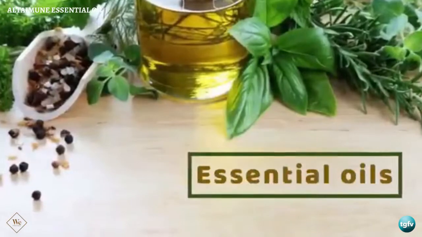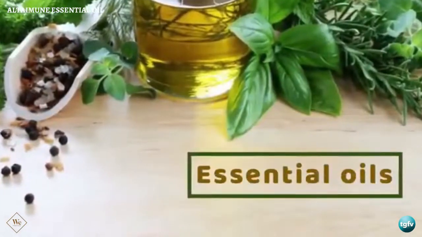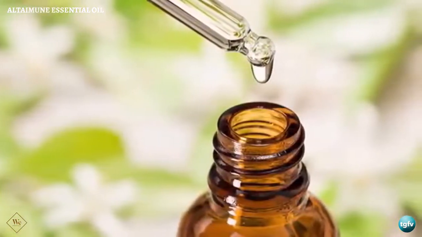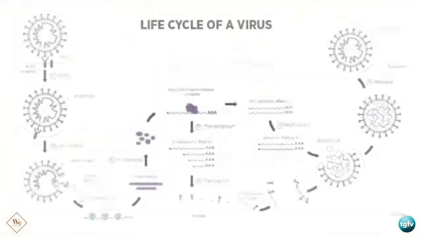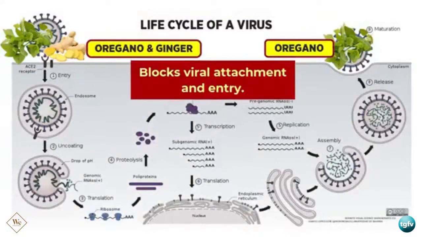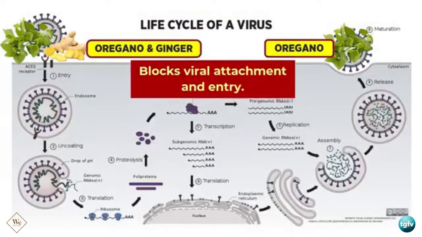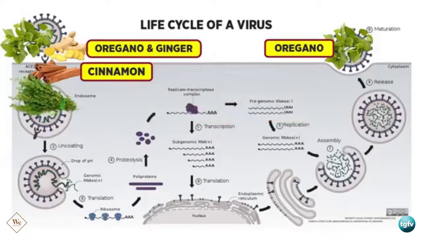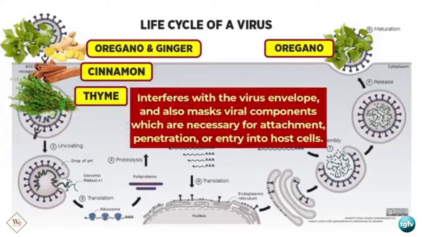Several studies have shown that the constituents from essential oils may help inhibit and destroy viral activity, such as the viral replication. Oregano and ginger. They both block the viral attachment and entry. Cinnamon. It inhibits virus by preventing viral attachment and entry. Thyme. It interferes with the virus envelope, and also masks viral components which are necessary for attachment, penetration, or entry into host cells.